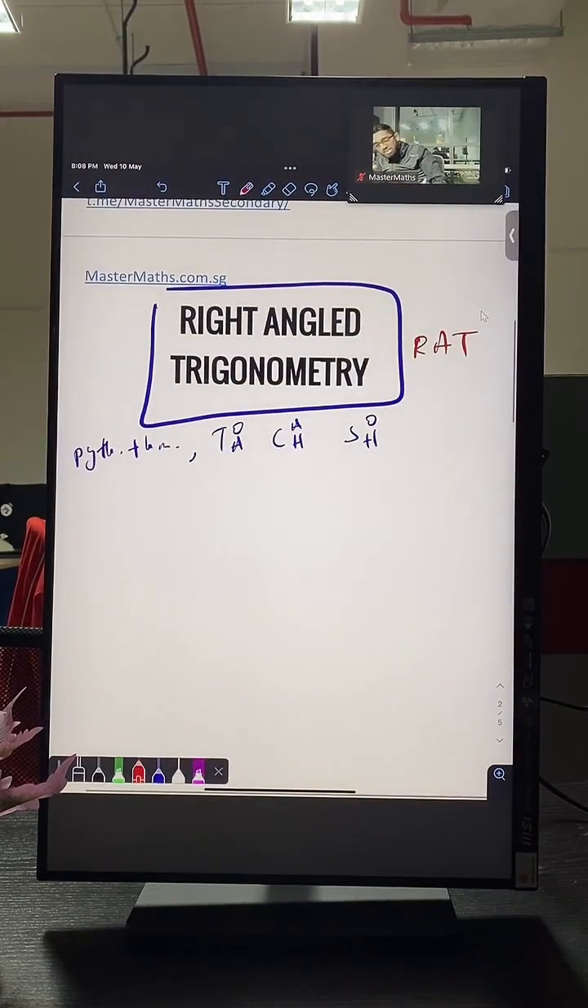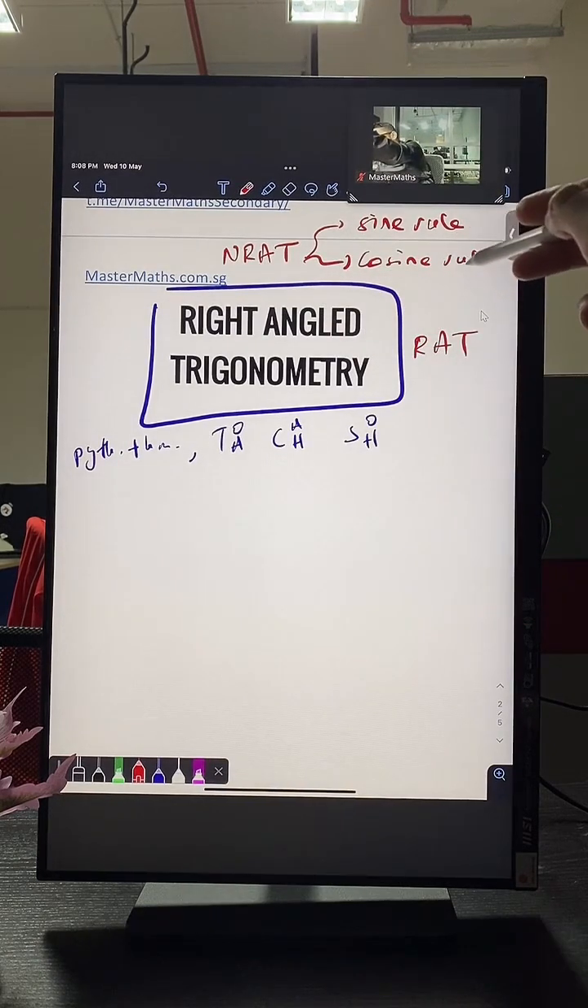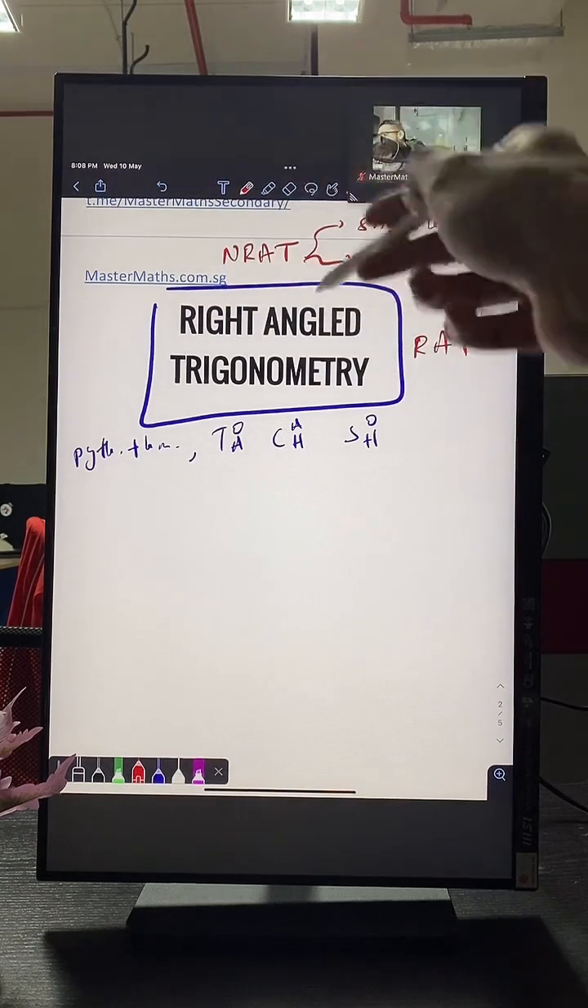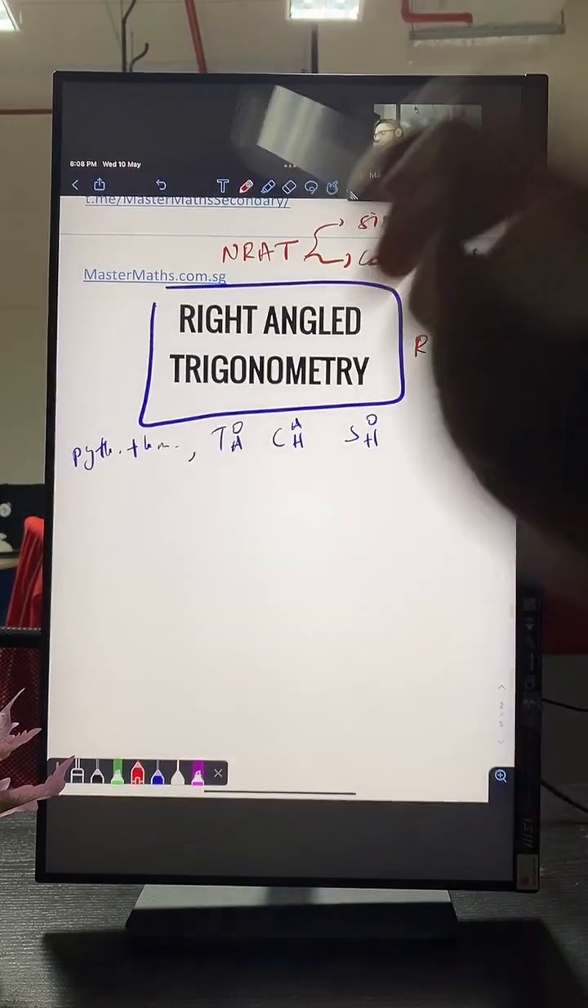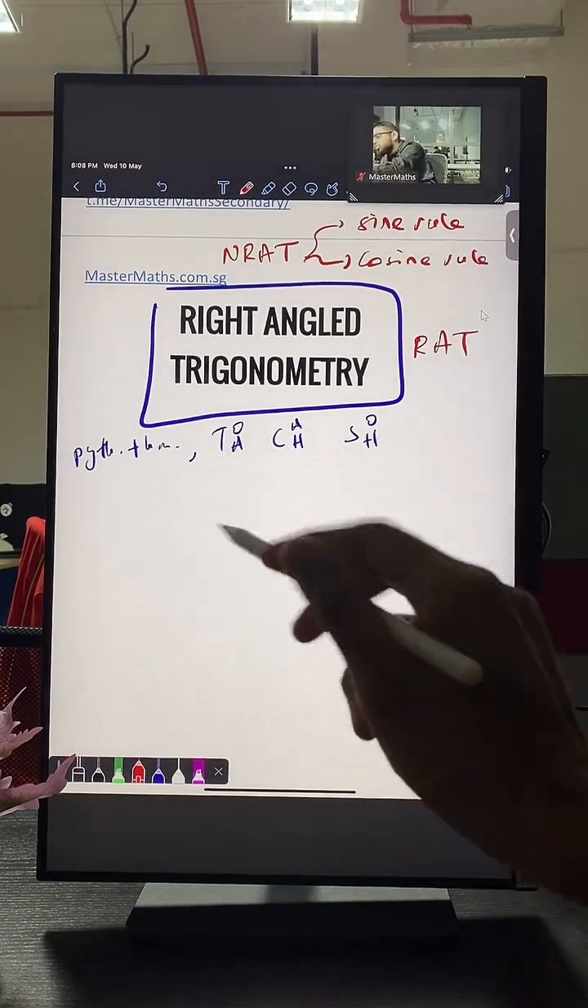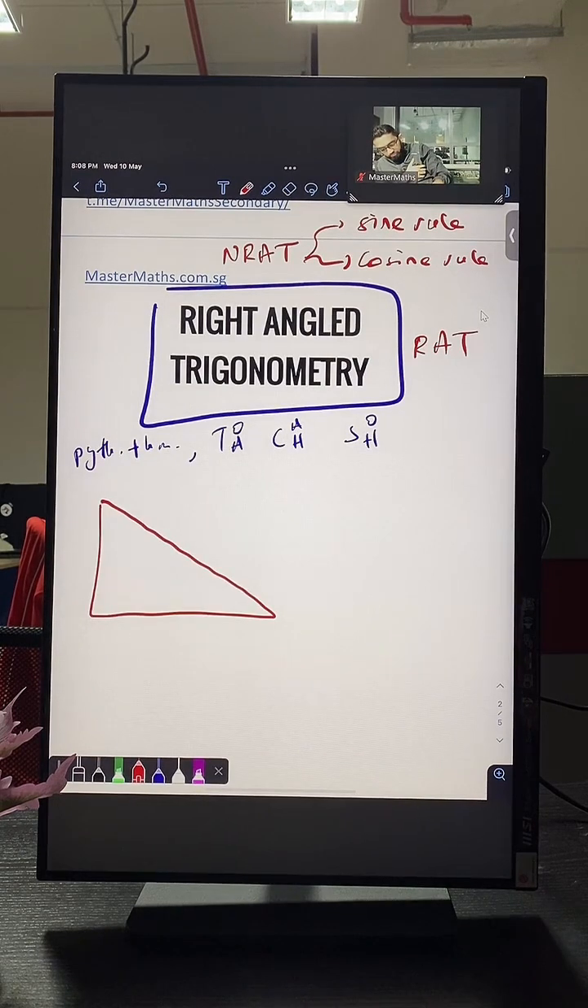Okay? But however, let's say, for example, guys, you have a non-right-angled triangle. This is when you go and use your cosine rule, use your sine rule. Only if you have a non-right-angled triangle, you use these two rules. Otherwise, if you see a RAT, right-angled triangle, go in, use your Pythagoras, use your TOA CAH SOH. Now, today I'm going to teach you how to use TOA CAH SOH properly and how to use Pythagoras properly as well. So let us draw our right-angled triangle right now.